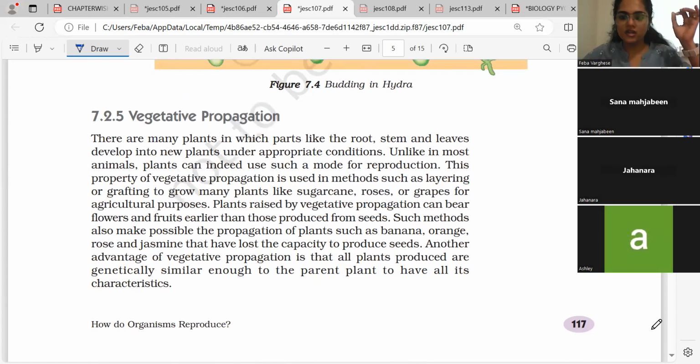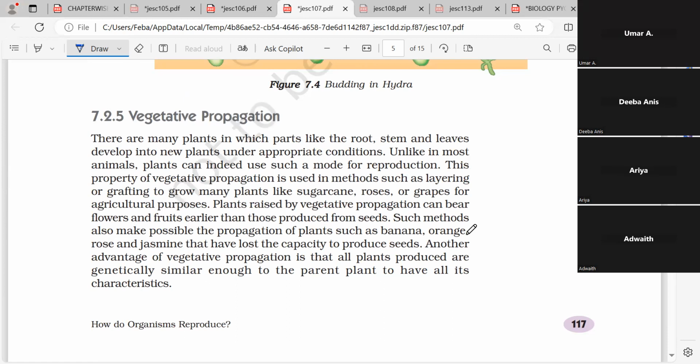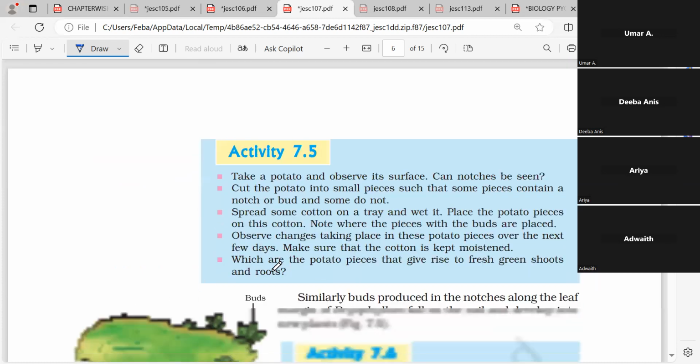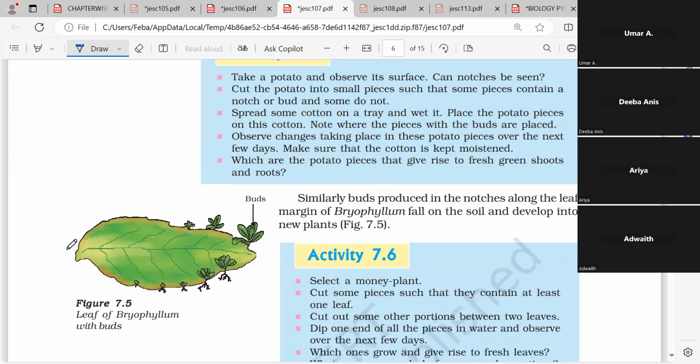Yes, you'll get identical copies of the parental plant because it's an asexual kind of reproduction. Seedless plants can also be propagated by vegetative propagation. Okay, those are the advantages. And then, yes, grafting, mixing the characteristics of two different plants, can also be done in vegetative propagation. Then Bryophyllum, really important.